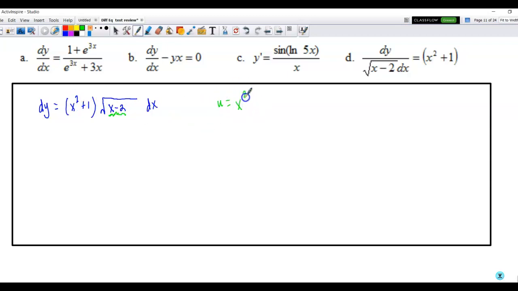So if I let u equal x squared plus 1, du is equal to 2x dx, and of course I can get the 2 on the other side. Now, when I look back over, I don't just have an x dx, I have a square root of x minus 2 dx. So that really didn't get me anywhere. That means I just picked the wrong u. Doesn't mean I'm done, doesn't mean I don't know what I'm doing.